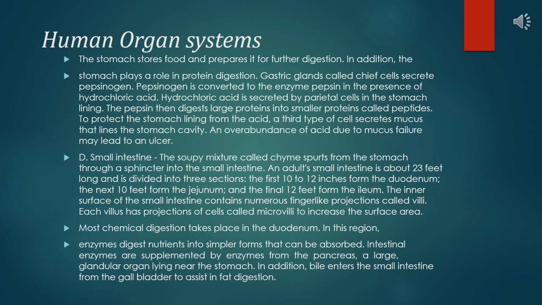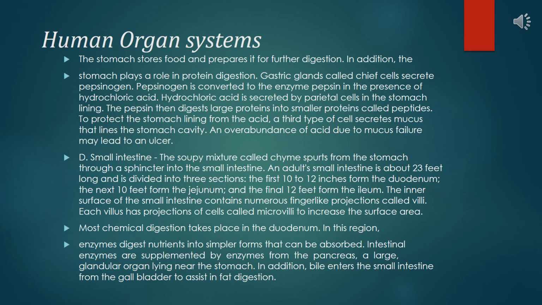Gastric glands called chief cells secrete pepsinogen. Pepsinogen is converted to the enzyme pepsin in the presence of hydrochloric acid. Hydrochloric acid is secreted by parietal cells in the stomach lining. The pepsin then digests large proteins into smaller proteins called peptides. To protect the stomach lining from the acid, a third type of cell secretes mucus that lines the stomach cavity. An overabundance of acid due to mucus failure may lead to an ulcer.